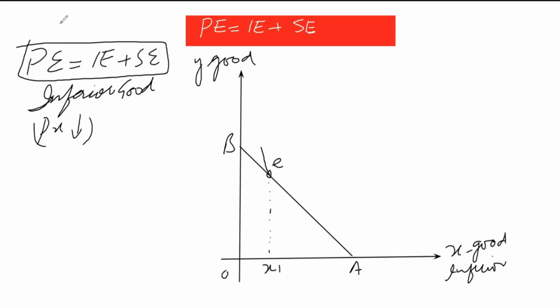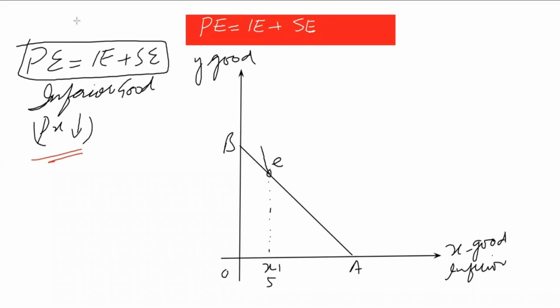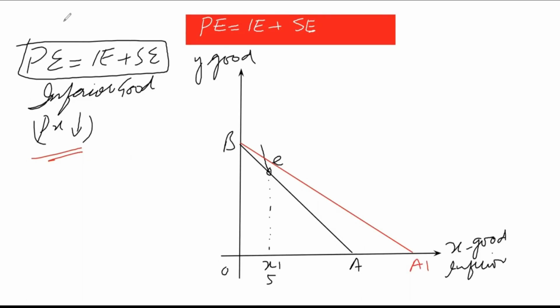Now if there is a fall in the price of X, then there will be a pivotal shift in the budget line from BA to BA1, and the new budget line is the red line. The new budget line is BA1, which shows that the consumer's purchasing power for the inferior good has increased.